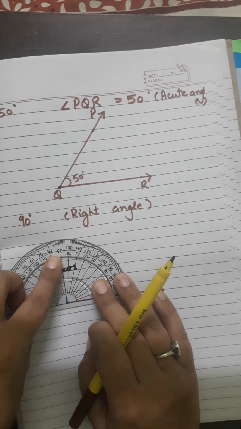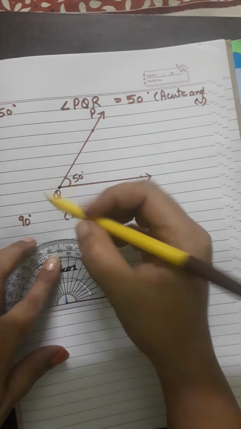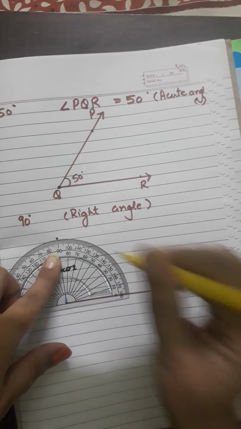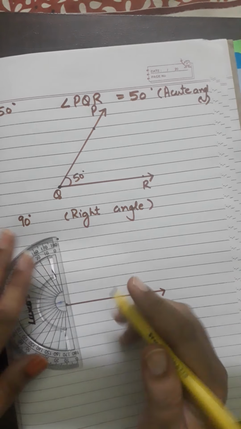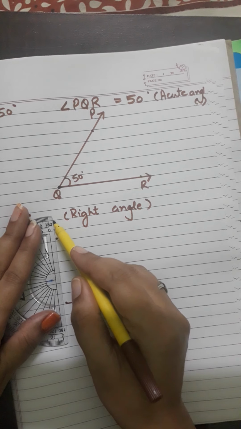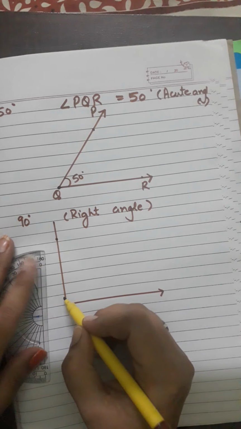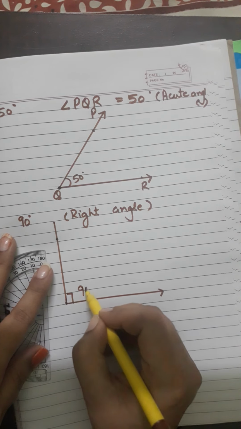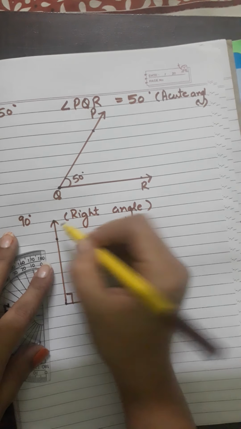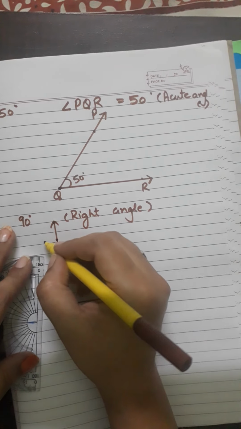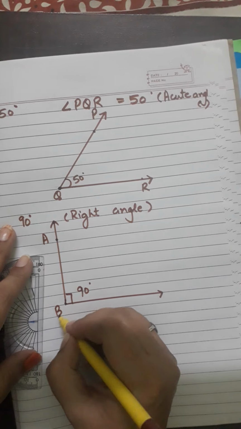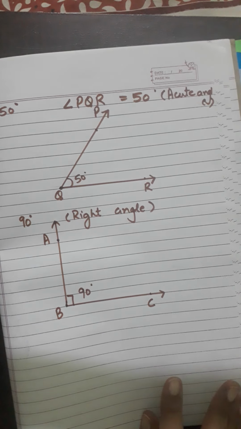Now where is 90 degree? At the top. So here you will put a dot. Okay, and now you will join it, and it becomes your 90 degree angle. This is very easy. Since no name is given, I am giving it the name A, B and C.